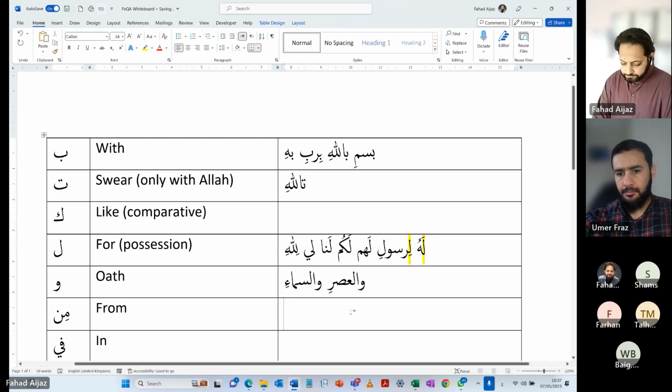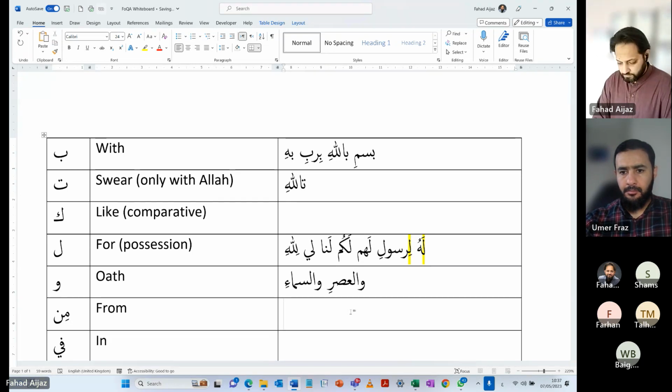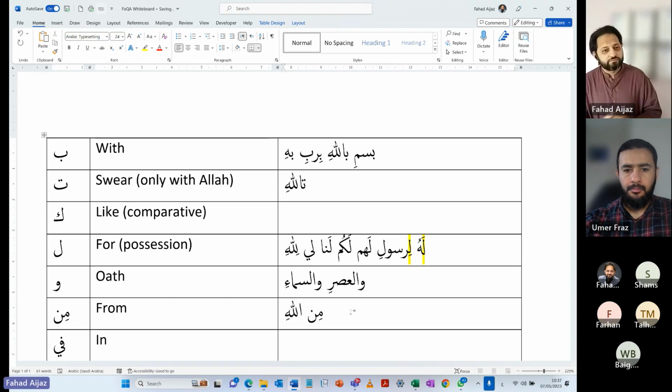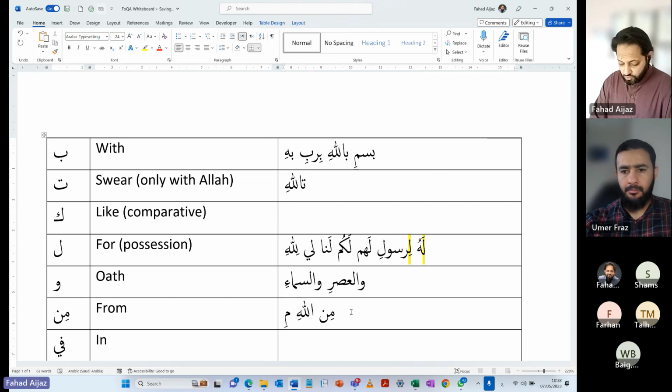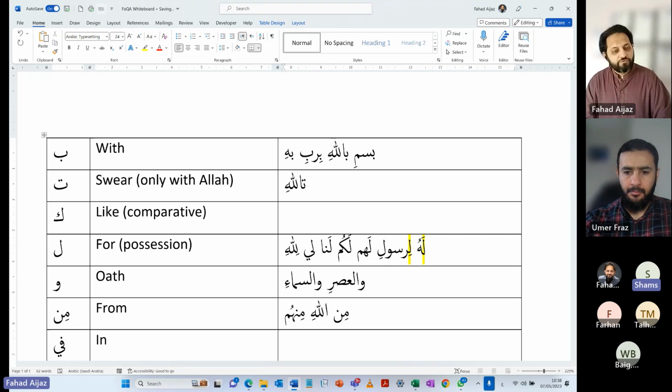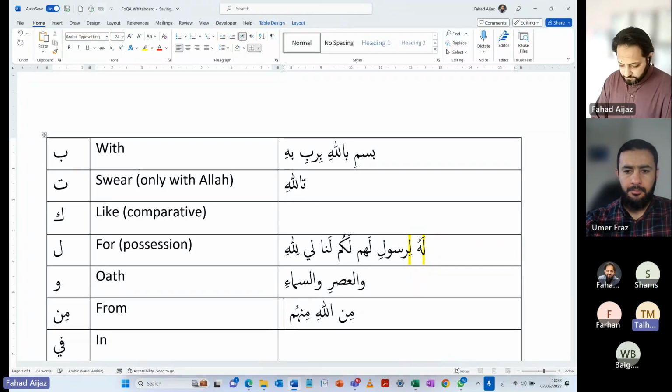From, minal, not man, minal lahi, for example. I'll just take this one simple. Minal lahi, from Allah. You may have also seen minhum in the Quran. Minhum, from them.